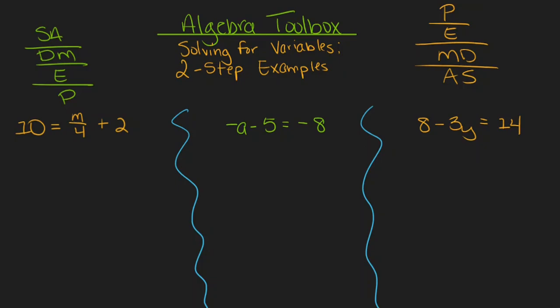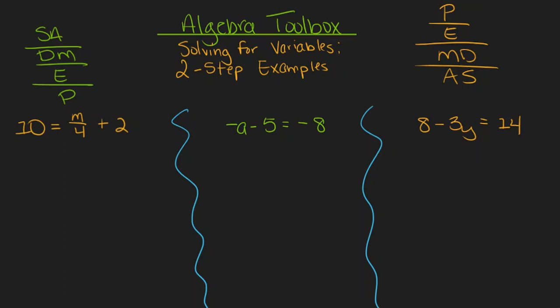relationships. So remember that whenever we are solving for that variable, we have to use SADMEP to determine our order, breaking all subtraction and addition relationships first, then division and multiplication relationships, then exponents, and then any relationships inside parentheses or other grouping symbols. Let's go ahead and take a look at our first problem.